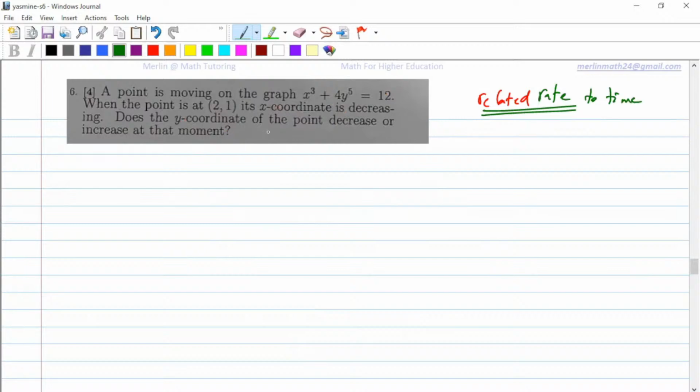So this is related rate to time. I mean the increase or decrease that they are talking about is either dx over dt or dy over dt. So this is how fast the x and how fast the y change with respect to time. Is it good? Given x cubed plus 4. So the question is not that clear, but that's what they meant.